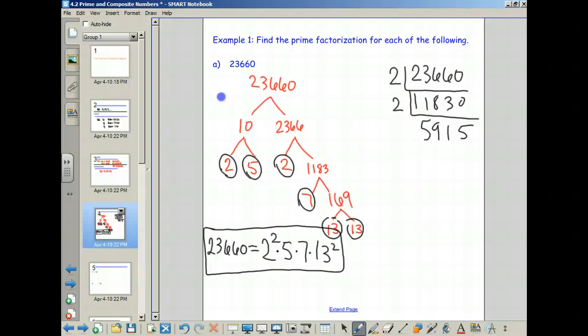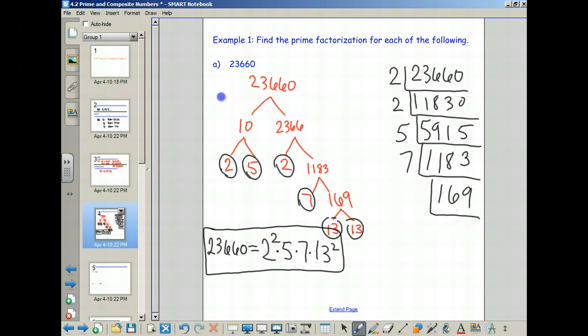All right, 5915. We'll divide by 5. 1183. Yes. All right, 1183. We've already seen 1183 once today. So that would be 7 next. That's my next smallest number it divides by. It is. That is right. And then 13 and 13, right?